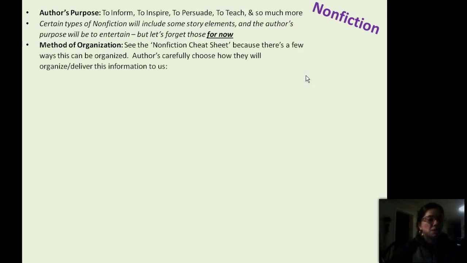So method of organization, you have to see a nonfiction cheat sheet. I shared this with you. There's about 8 methods of organization: spatial, chronological is more for stories, spatial, logical, things like that. You need to check out that cheat sheet and see how an author of nonfiction might organize their information and deliver it up to us in a way that makes sense.